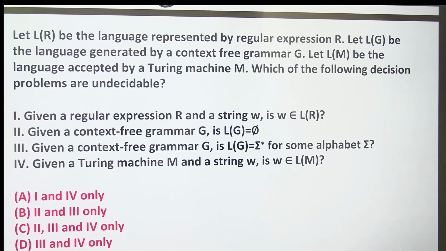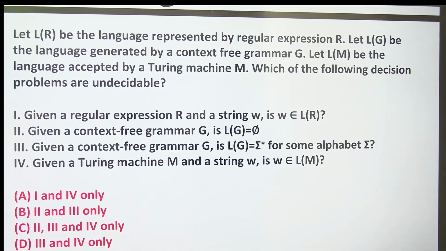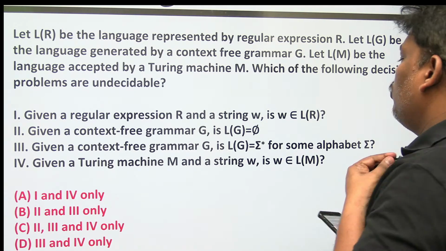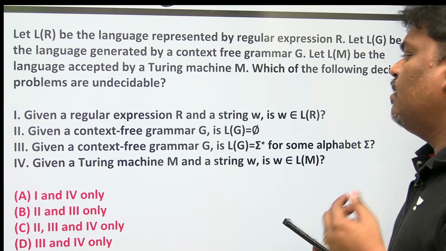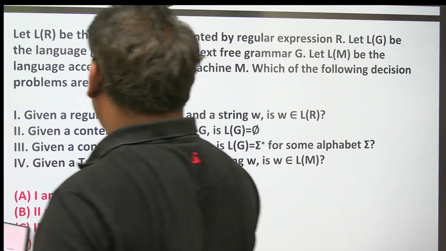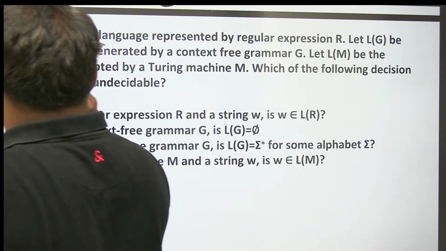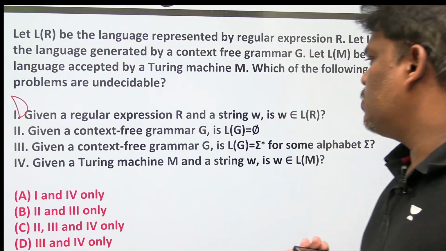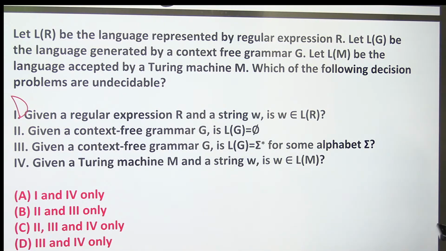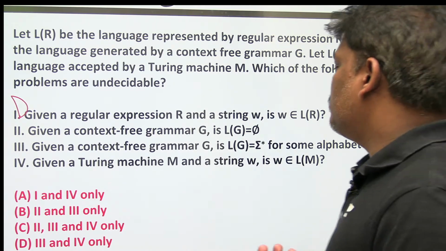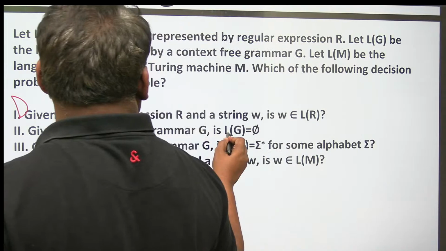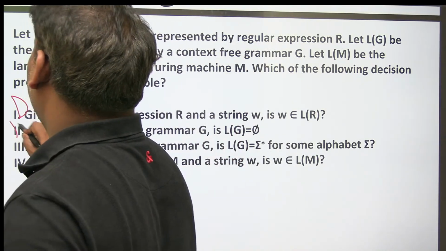What is A? Given a regular expression R and a string W where W belongs to L(R): regular expression, membership problem, decidable. Next one, given a context free grammar G, L(G) is empty set: context free grammar, emptiness, decidable.